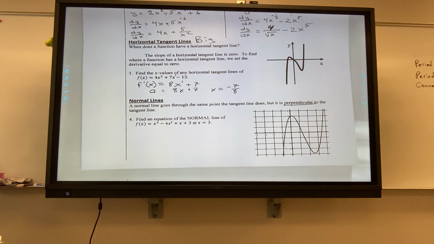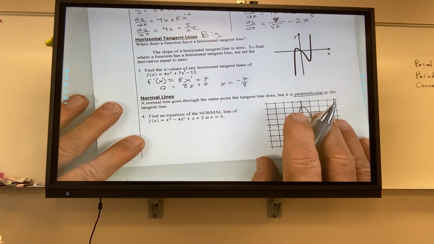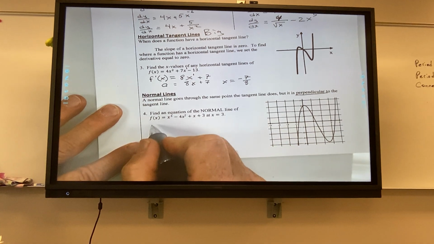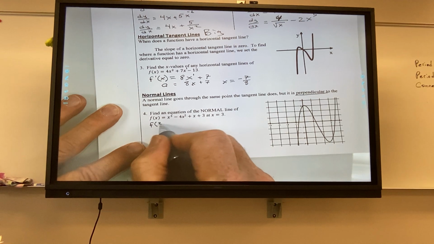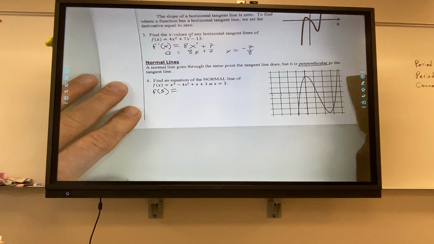Okay, anybody hear of negative reciprocals? So perpendicular lines have negative reciprocals. That means if you multiply the slopes, you get a -1. Have you ever heard of that? Probably, but it's been so long. Find the equation of the normal line. Well, they're going to intersect, so I have to figure out this. What am I figuring out by doing this?